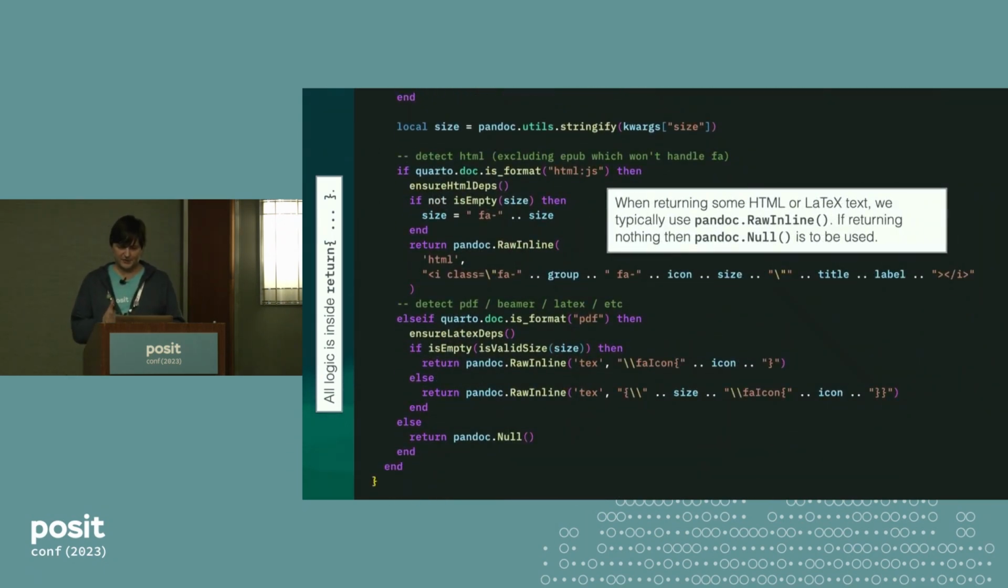OK, and another little trick. This will be really useful when you make your own extension, which is going to be pretty soon, I'm sure. When returning some HTML or LaTeX text, we need to typically use pandoc.RawInline. Just remember that. And if returning nothing, pandoc.Null is the thing to use.